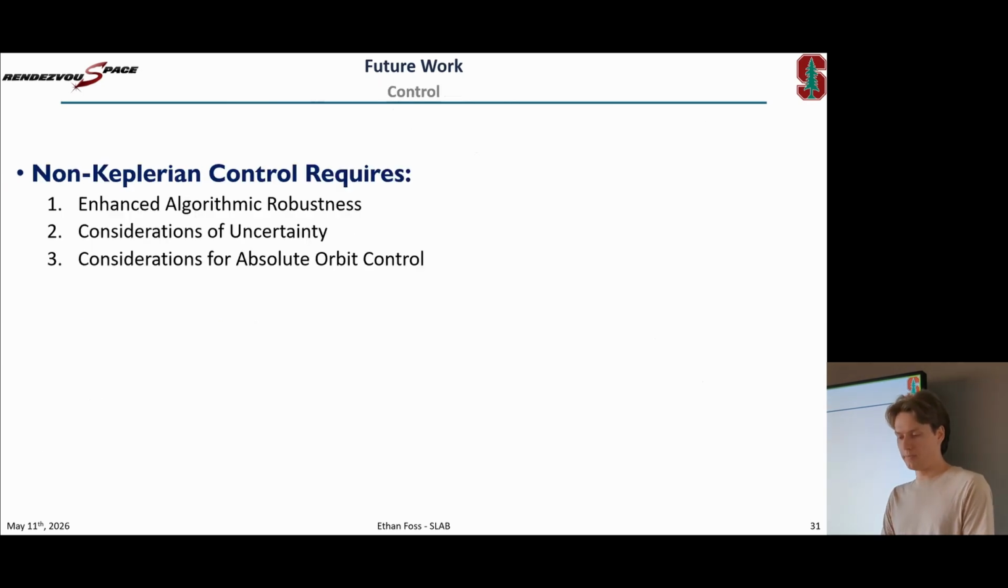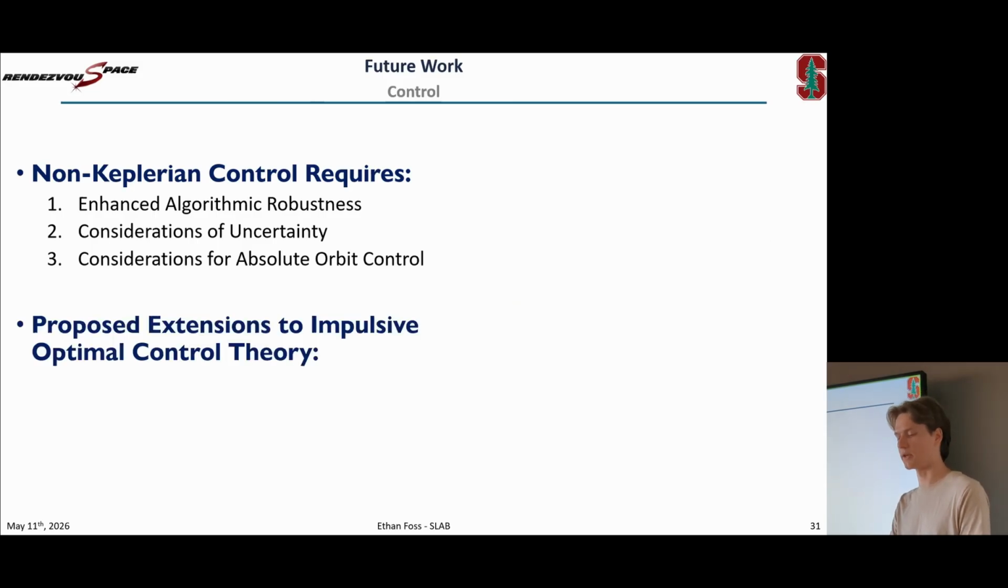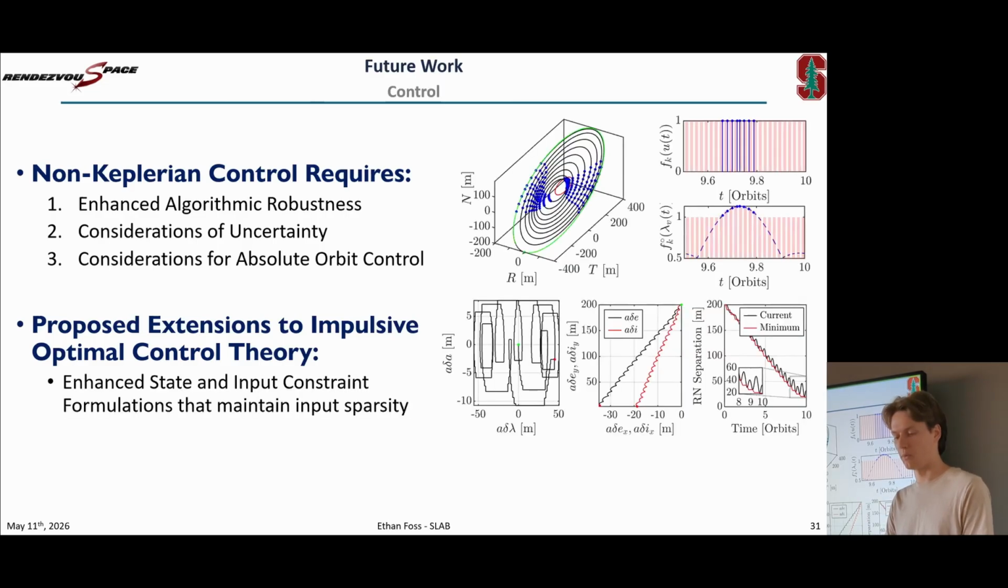In terms of control, the three things that sort of separate non-Keplerian regimes from the Keplerian regimes are the need for greater enhanced algorithmic robustness, considerations of uncertainty, and considerations of absolute orbit control. So the extensions we propose in my PhD would include enhancing state and input constraint formulations in a way that maintain input sparsity. So we've already taken several actions in this light.